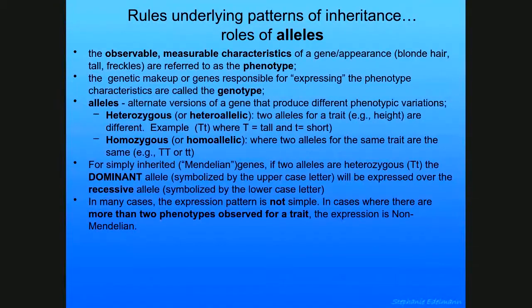Alleles are the individual letters. So those are the alternate versions of the gene that produces those different variations. Now, you can either have the same of these 2 genes or 2 different ones of those 2 genes, right? Of those 2 alleles. If you're heterozygous or heteroallelic, you have 2 different alleles for a specific trait. For example, Tt would be, if T is tall and little t is short, that would be heterozygous. Homozygous would be they're the same.